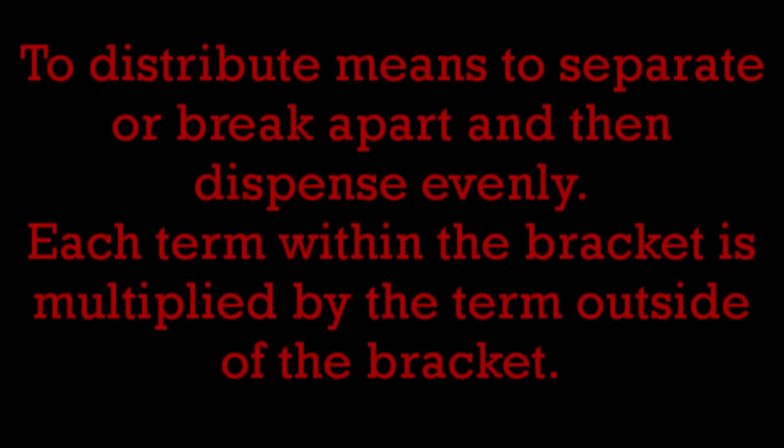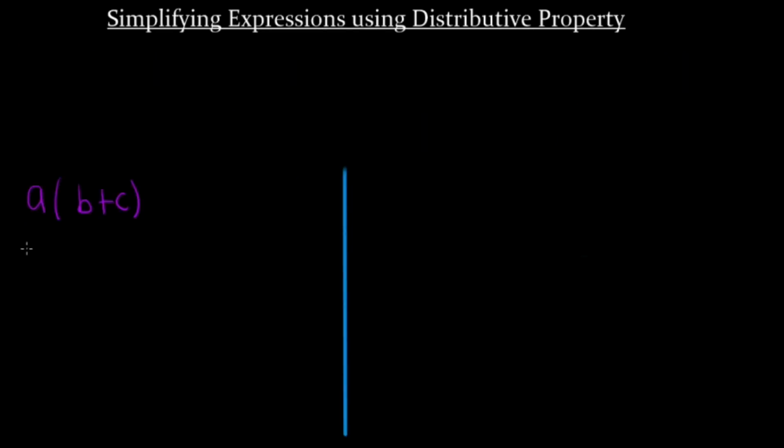The distributive property means to break apart and then dispense evenly. For example, if you have the expression A, and in brackets or parentheses we have B plus C, we would multiply the term outside of the bracket by those inside of the bracket. So it will be A times B and A times C. So we have AB plus AC.